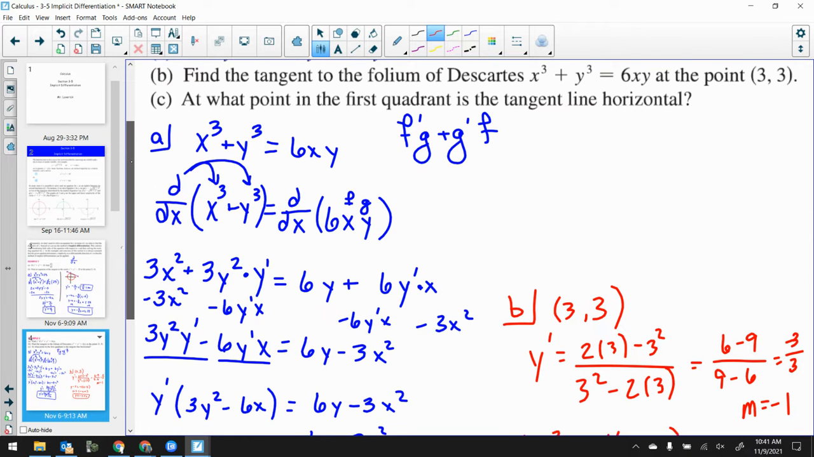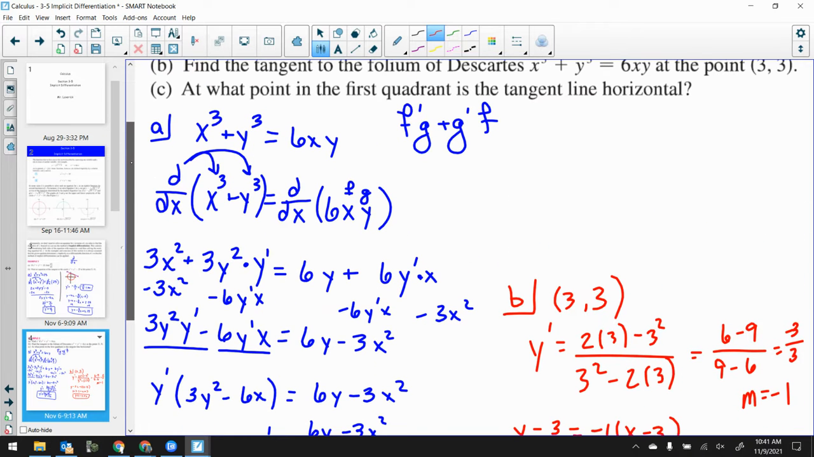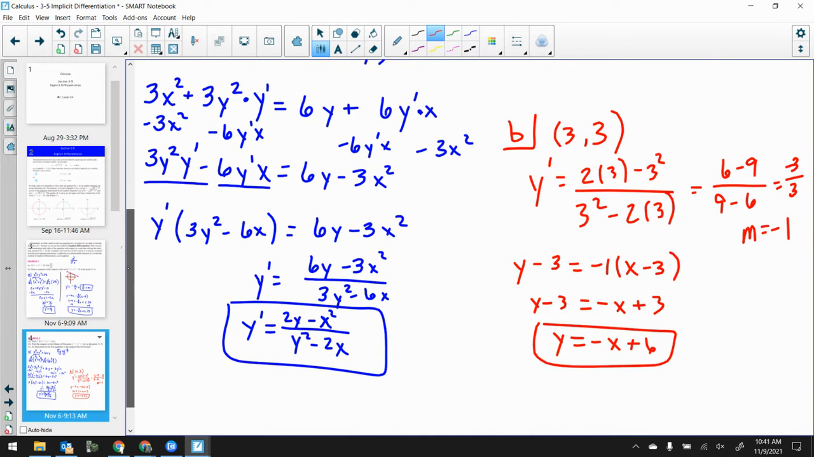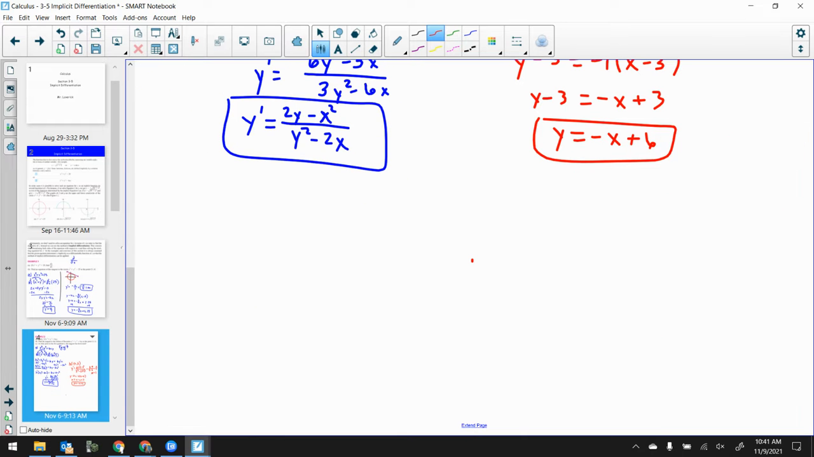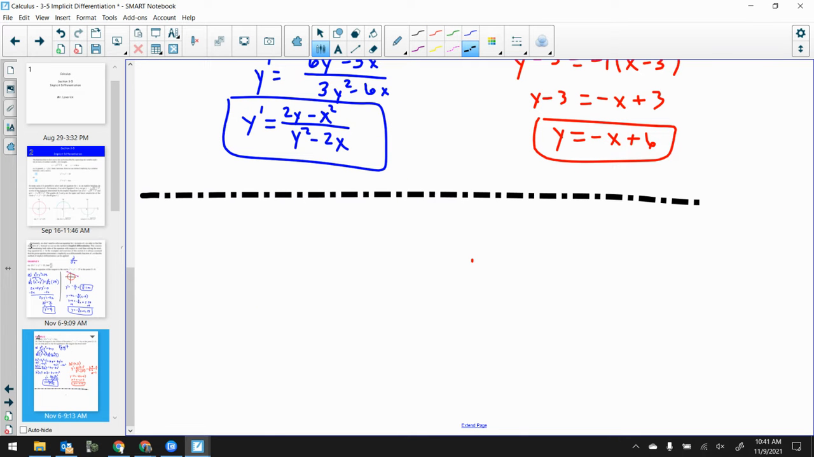It does ask me one more question. It says, at what point in the first quadrant is the tangent line horizontal? Now, this is a fun question. When is the tangent line horizontal? Okay, think about it. What is the slope of a horizontal line? 0, right? So when does the tangent line have a slope of 0?